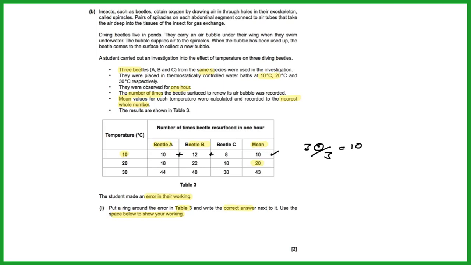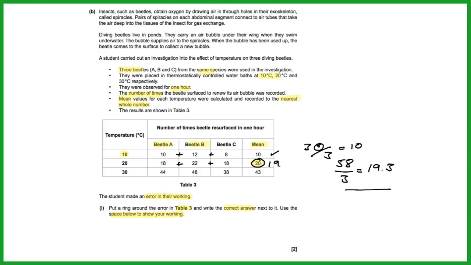And then if we take 18 and add 22 and add 18, we get 58. And if we divide by 3, we get 19.3. So the nearest whole number is 19, so we can say that this is incorrect, and we need to write 19 next to it, and then this is the working that we needed to show.